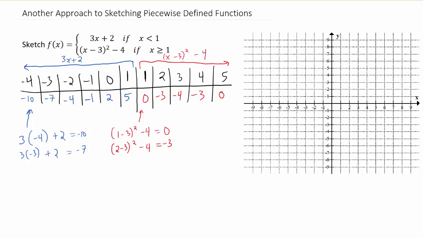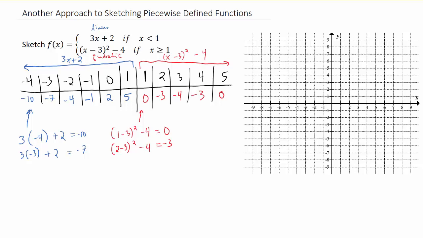Now let's look at some other information here. We have the 3x plus 2. We're expecting this piece to be linear. And then the (x minus 3) squared minus 4 looks like a quadratic, a parabola. So just keep that information in mind while we're sketching this. Okay, let's plot some points.